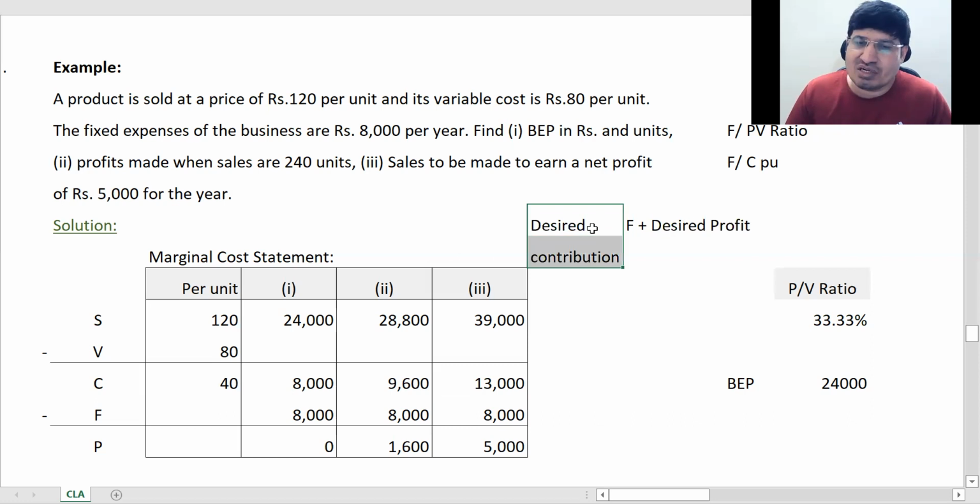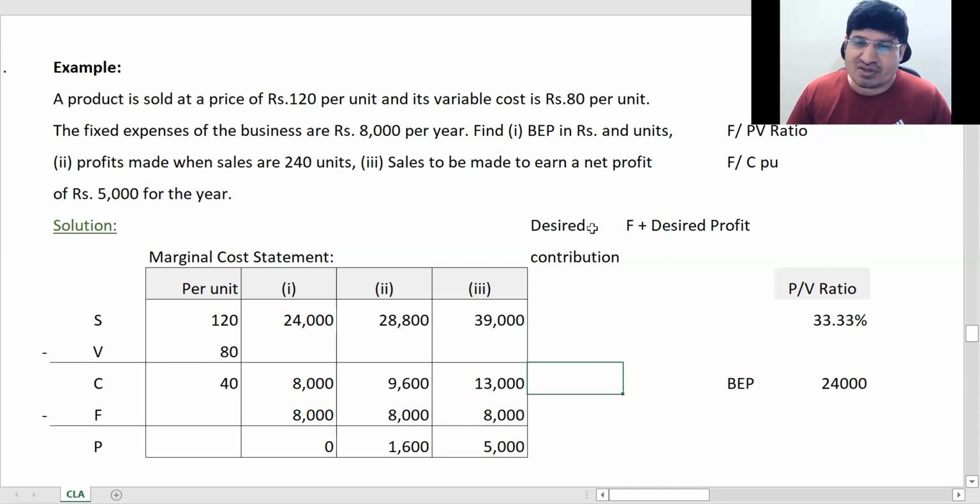So my desired contribution is fixed cost plus desired profit. If I do this, first I am targeting what contribution I have to take to get a profit of 5000. Now the direct relation with profit is with contribution, and then contribution's relation is with sales. That is why we are looking at this first. First we are going one step up.